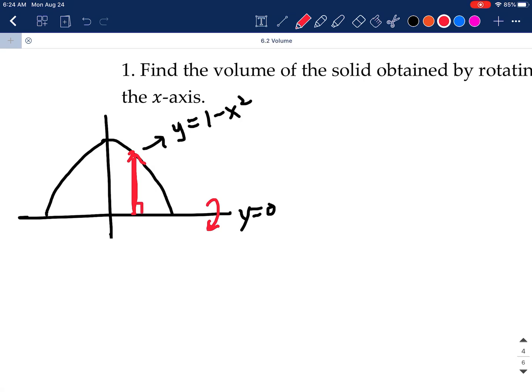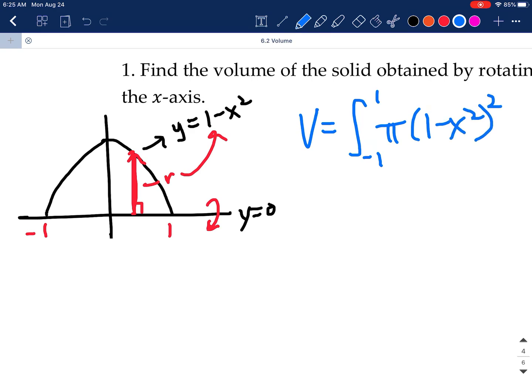And for discs and washers, your cross sections will always be perpendicular. So it should always be a perpendicular line from the axis of revolution. And this is our radius, right, which is just 1 minus x squared. So we intersect the axis at -1 and 1, which means that our volume is going to equal the integral from -1 to 1 of pi times 1 minus x squared, quantity squared.